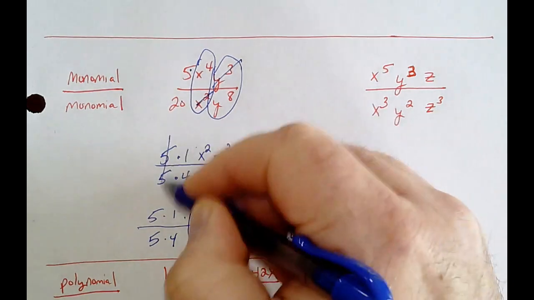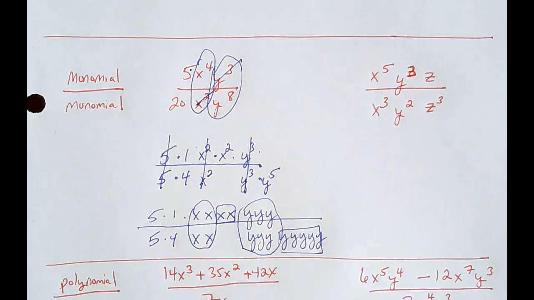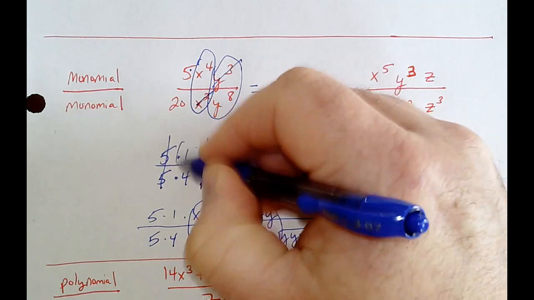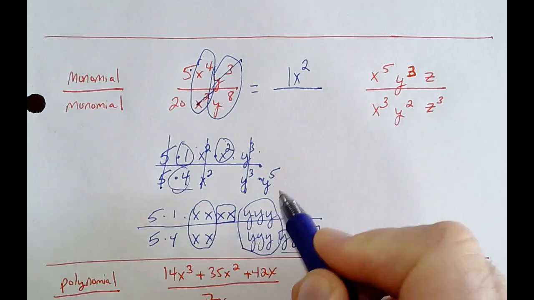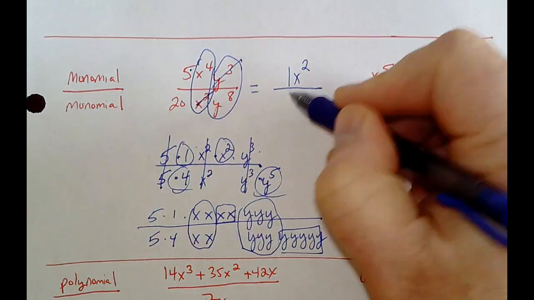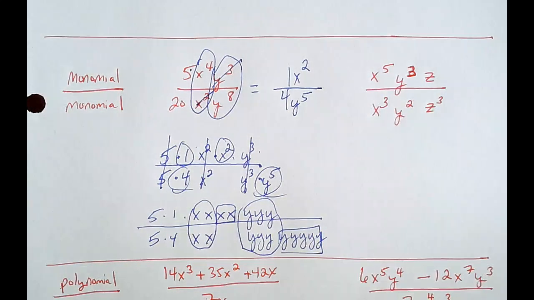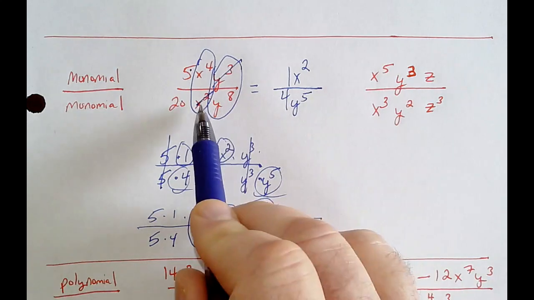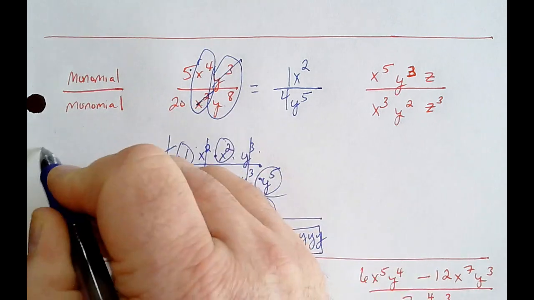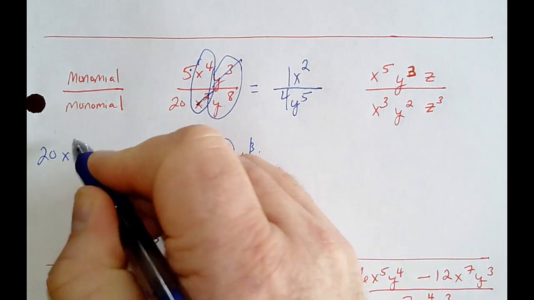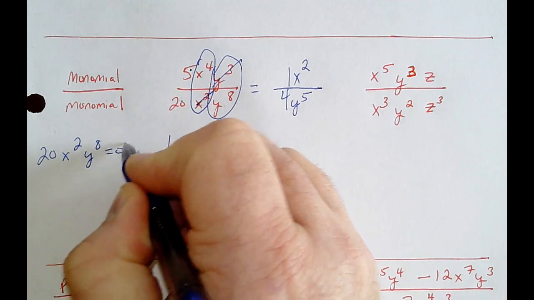So you cross out all factors that are common amongst your terms. What you're left with is, on top you have a 1 and an x squared. On the bottom you have a 4 and a y to the fifth. And that's the reduced form of your rational expression. But again, when you have letters on the bottom of your question, you have to account for things where they're undefined. So you just take the bottom and you set it equal to 0.